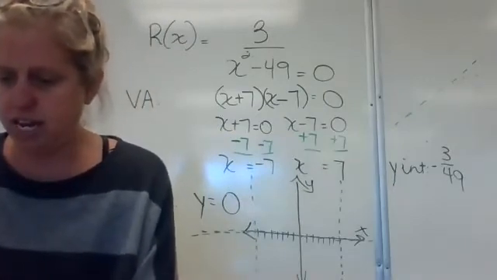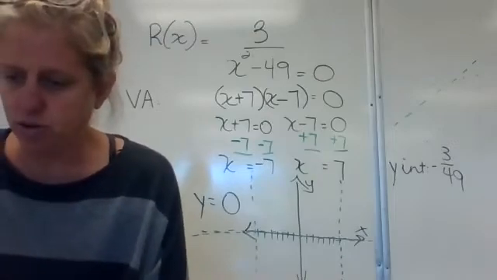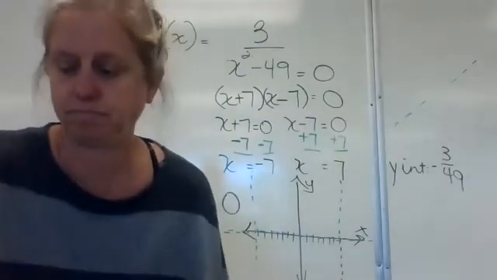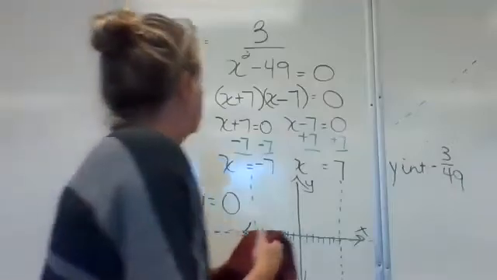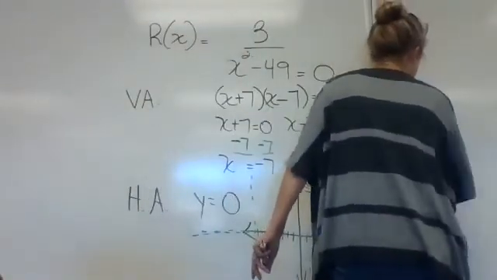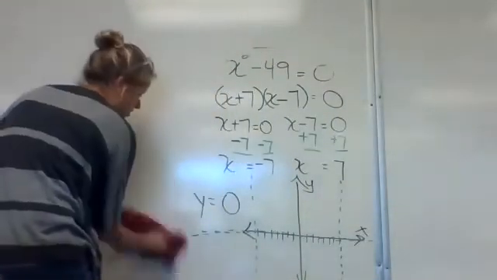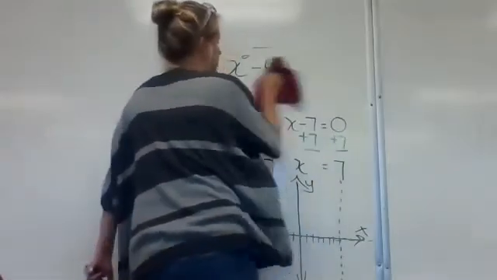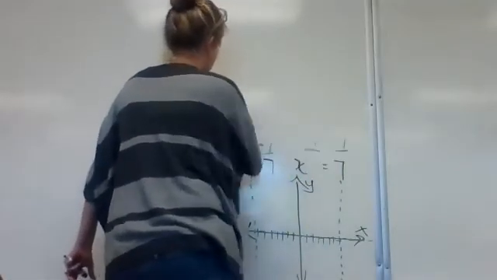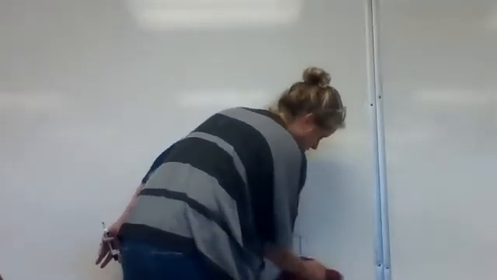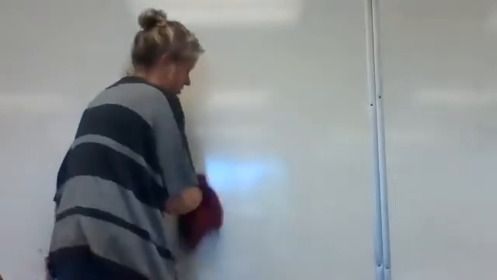Okay, so we did 3. We've done all the way through 13. So now we're going to 14. All right, 14, the function is f of x equals 3x plus 3 over x.